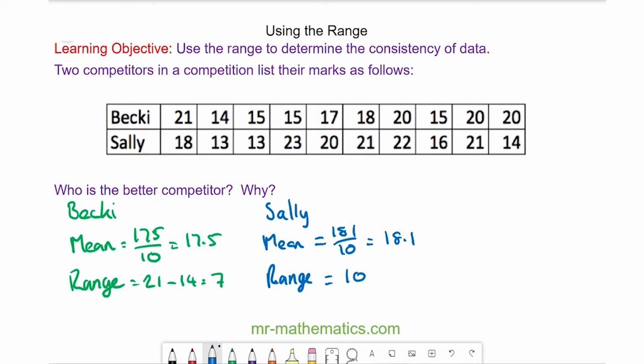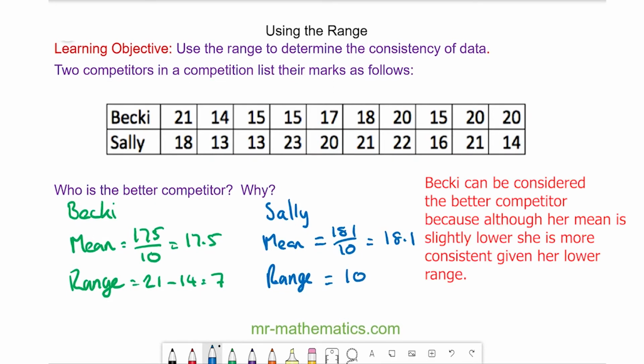So using the mean and the range average, we can say that Becky can be considered the better competitor because although her mean is slightly lower, she has shown she is more consistent given her lower range. Okay, let's try one more question.